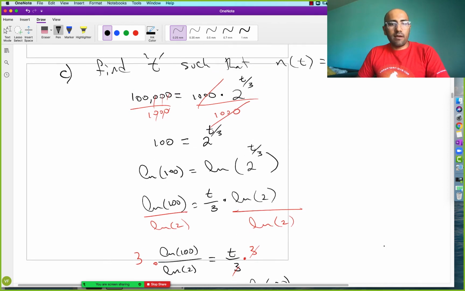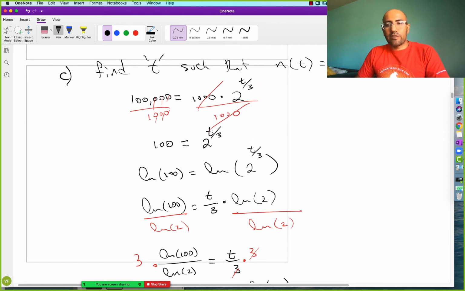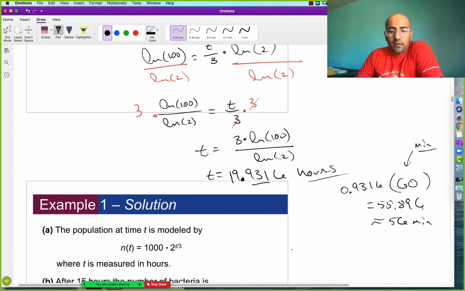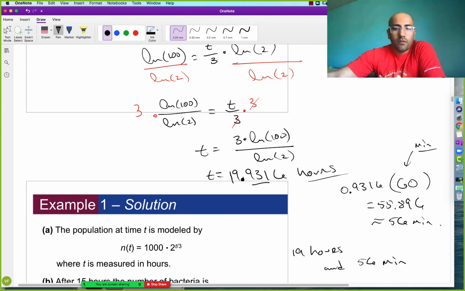The question was, how long will it take for the bacteria to reach 100,000? It will reach 100,000 in 19.9316 hours, or in 19 hours and 56 minutes, approximately. Questions?